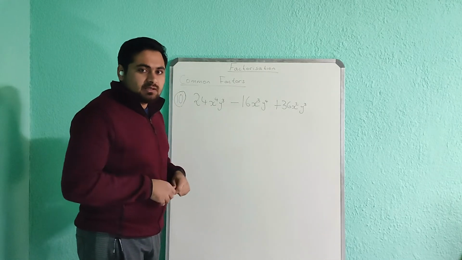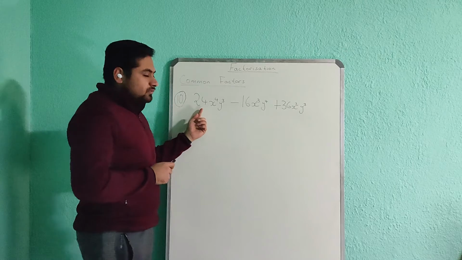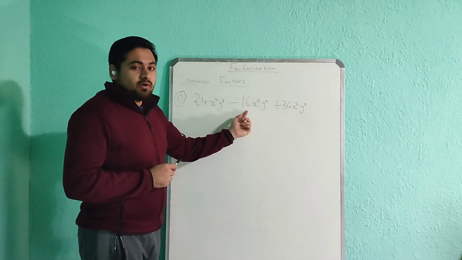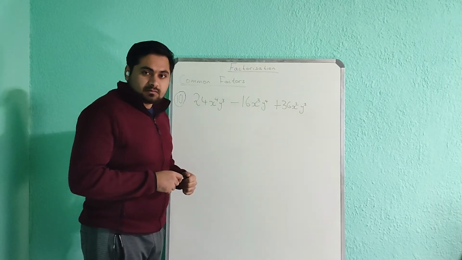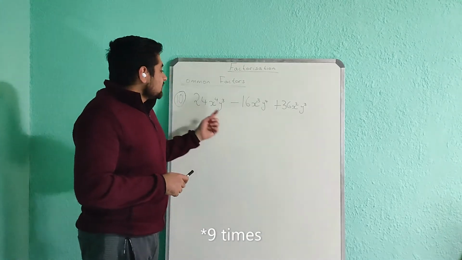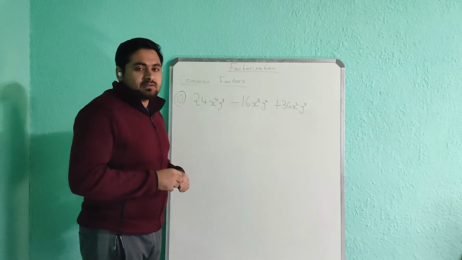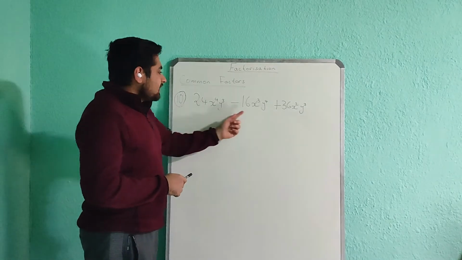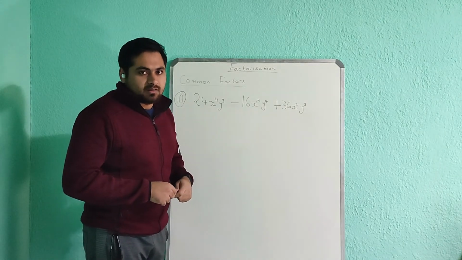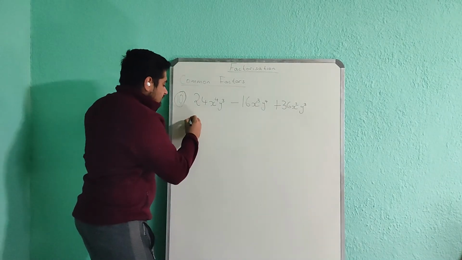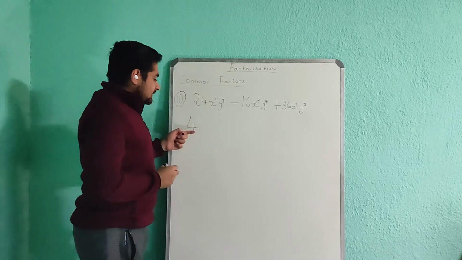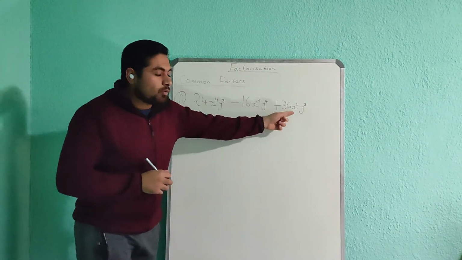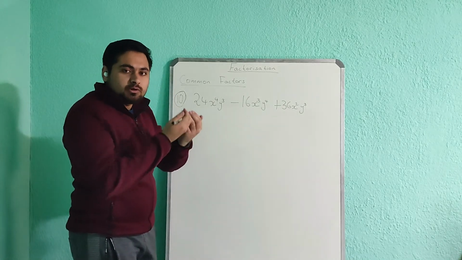Therefore, we need to look for a number that can go into 3 of them and is the highest. So that number is 4. Because 4 can go into 24 6 times, 4 can go into 16 4 times, and 4 can go into 36 8 times. Therefore, 4 is our greatest common factor. There is no number after 4 that can divide 3 of them together, right? So therefore 4 is our greatest common factor. Now coming to x, we need to look for the smallest x to the power in order to pull that out.